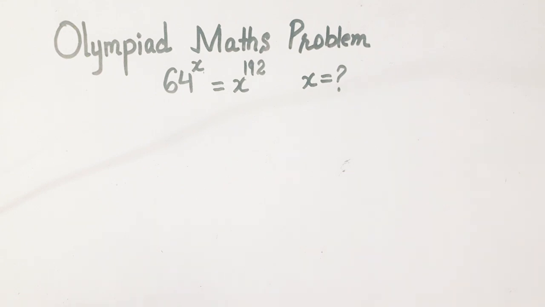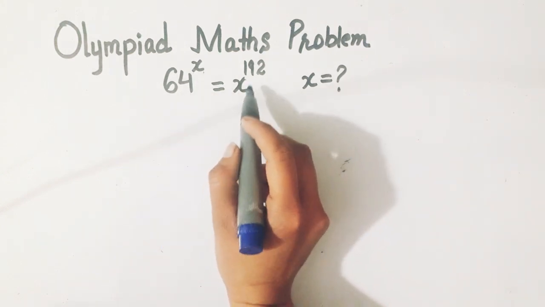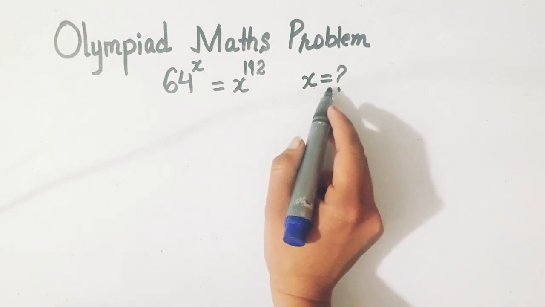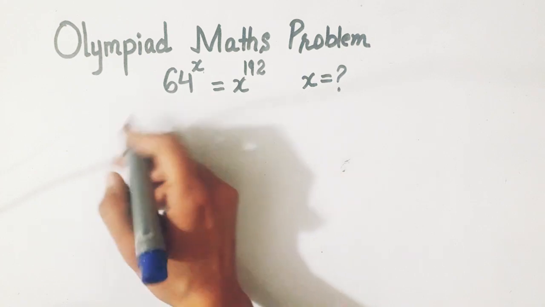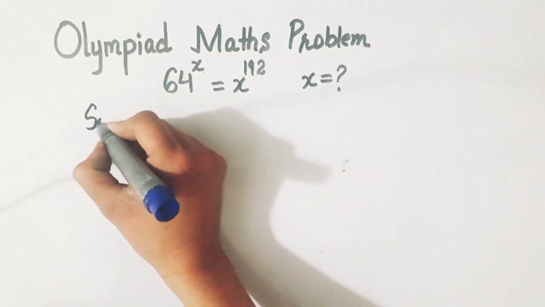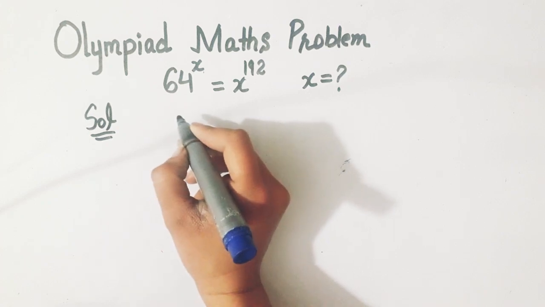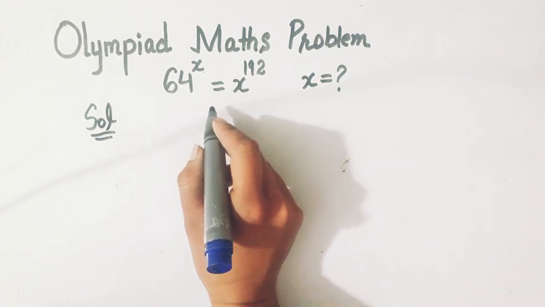Today's Olympiad math problem is 64 raised to power x equals x raised to power 192. You have to find the value of x. This question looks difficult, but when I solve it, it becomes very easy and simple. So watch till the end. You will get the complete solution of this question in a very simple way.